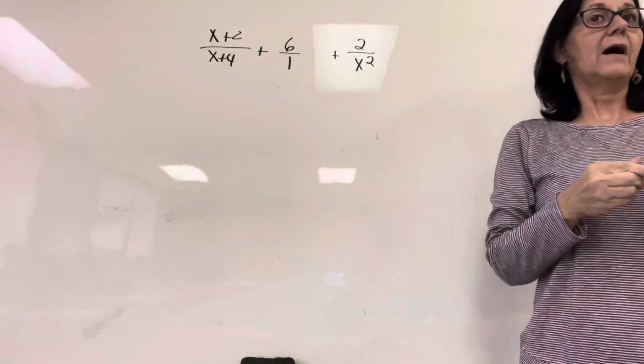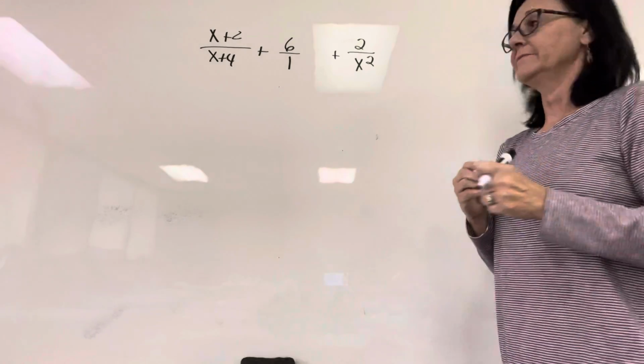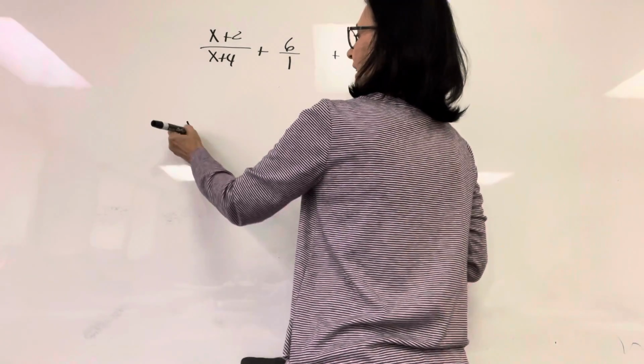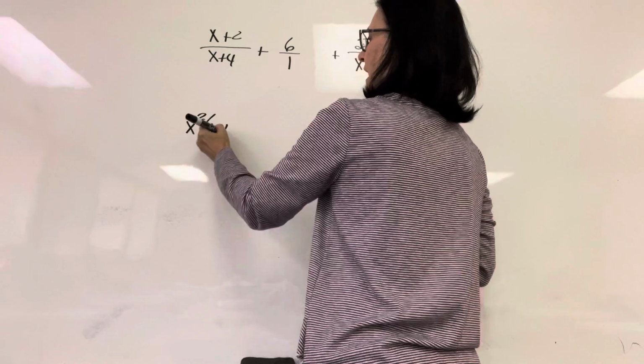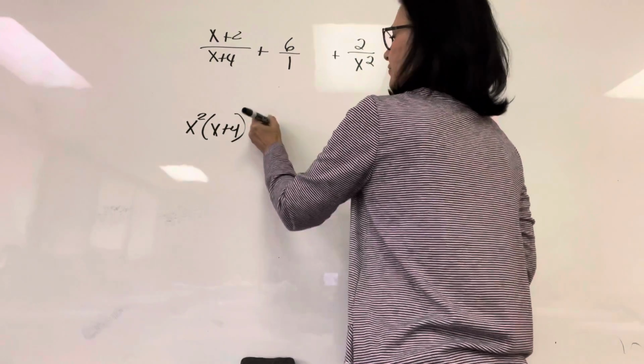So what would be my common denominator, Jaden? X squared times x plus 4. Yes, x squared times x plus 4. We do not have to distribute it.